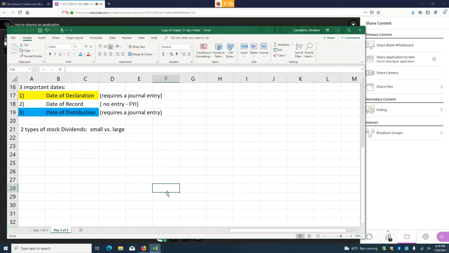So it should say something like, there you go. So what is that? Small stock dividend is 25% or less. Beautiful. Let me write that down. So a small stock dividend is considered small, 25% or less. And what page did you say you found that on?